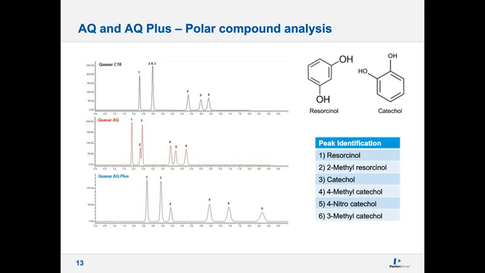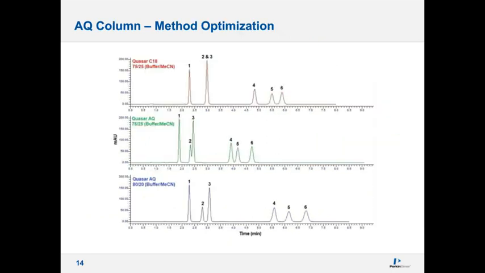From the previous slide, we saw that the AQ column provided separation of the second and third co-eluting compounds. However, they were not baseline resolved. By simply decreasing the organic content by 5% in the mobile phase, you can see that the resolution between 2 and 3 is greatly enhanced, achieving more than baseline resolution. Additionally, the resolution between 4 and 5 has increased.